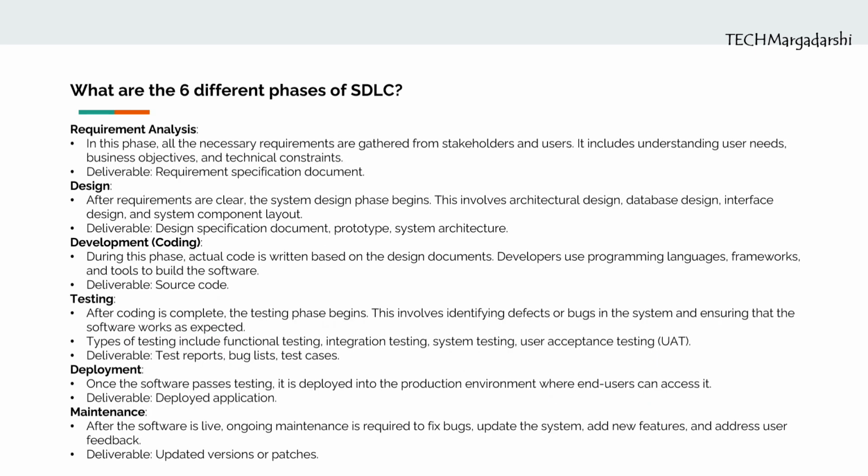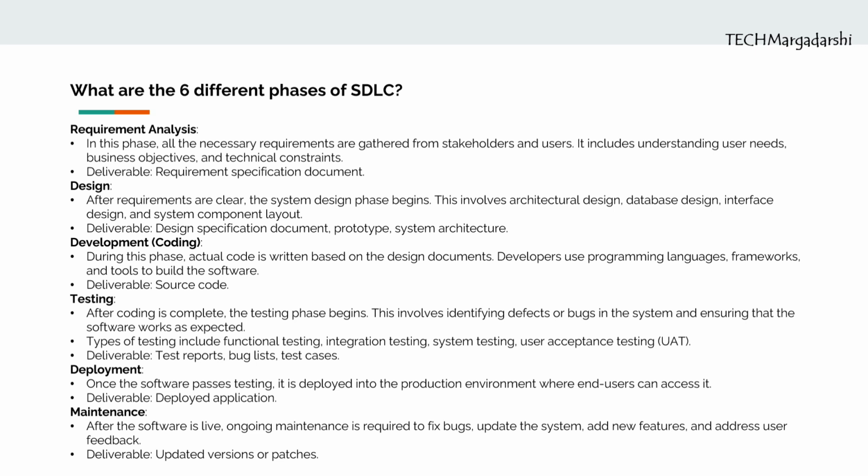Requirement analysis: in this phase, all requirements are gathered from stakeholders and users. It focuses on understanding business objectives, user needs, and technical constraints. Deliverable: requirement specification document. Design: once requirements are clear, the system design phase begins. This includes architectural design, database design, interface design, and system layout. Deliverable: design document, prototype, and system architecture.